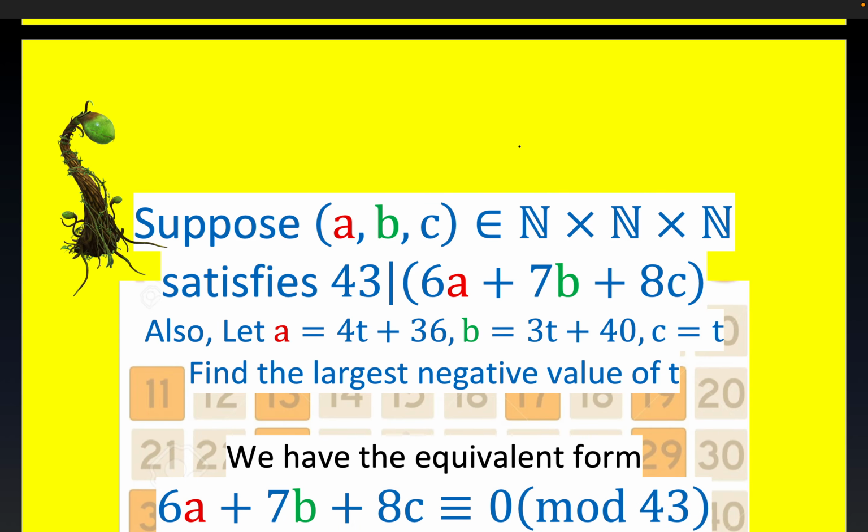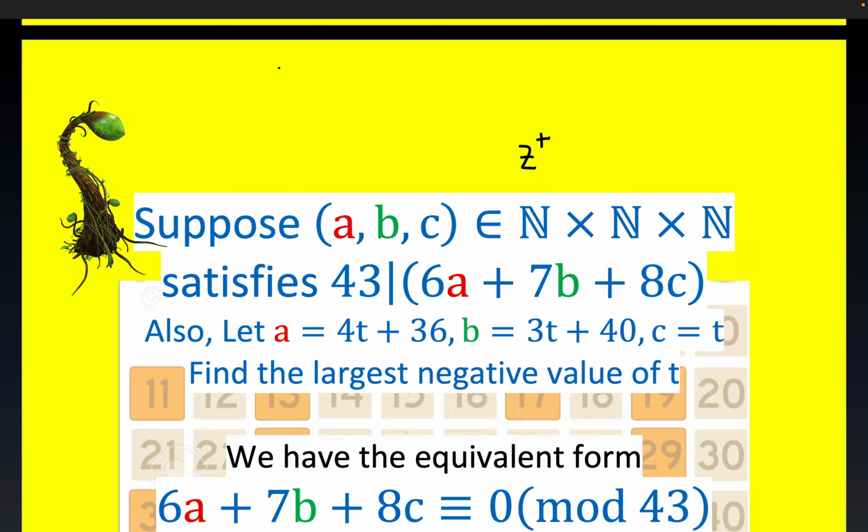Tonight we have an ordered triple of positive integers. In ℕ, the script N over here just means positive integers. It's sometimes called Z plus or Z greater than or equal to 0. It's posited that there's an ordered triple (a, b, c) such that 43 is a divisor of the quantity 6a plus 7b plus 8c. And that's what this means: the vertical bar means divides.